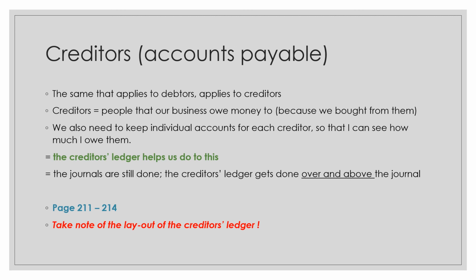Again, same principle as with debtors. The journals help us to populate the creditors ledger. The journal still exists, and we typically use the journal to, again, not only populate the creditors ledger, but we can also use it to confirm the accuracy of our transactions in our creditors ledger. The layout of a creditors ledger, please take note of that. It's exactly the same as a debtors ledger, but because a debtor is an asset and a creditor is a liability, your debits and credits swap around. Okay, please remember that. You can also work through an example on page 211 to 214 of your textbook.